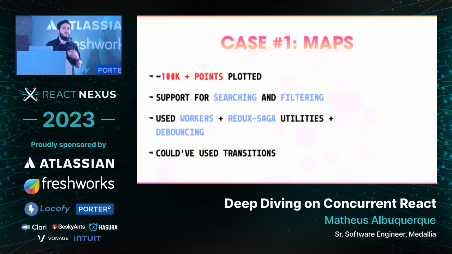And when I saw this kind of magic of transitions, I really wished I could go back in time. For example, about 6 years ago, I was working on this map application where I would have 100,000 data points plotted. And the users should be able to search and filter data, etc. Back at the time, we used web workers to parallelize some stuff. We used a lot of the Redux Saga utilities. If you know Redux Saga, that was great. And then we also used techniques like debouncing and throttling, etc. But we could have used transitions and better scheduling primitives.